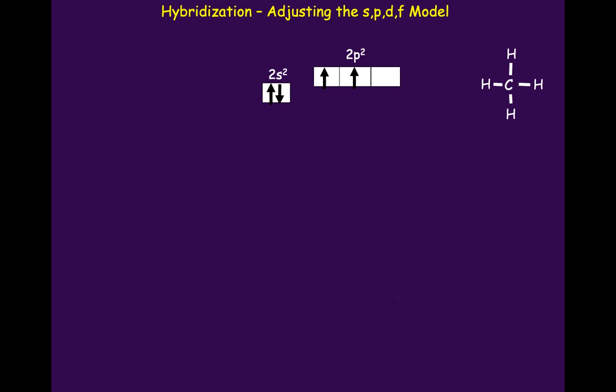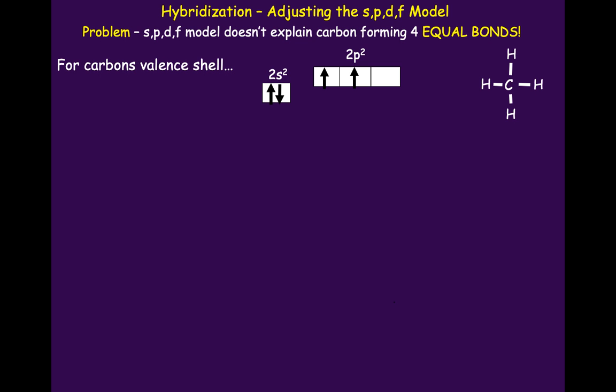So again, how do we adjust the model? How do we check on the SPDF model and see if it can be modified to explain some other types of bonding? All right, so we took a look at elements. Now, the problem with this, and I bring this up with carbon, is that if you look at the SPDF model of carbon, it doesn't explain how carbon forms four equal bonds.